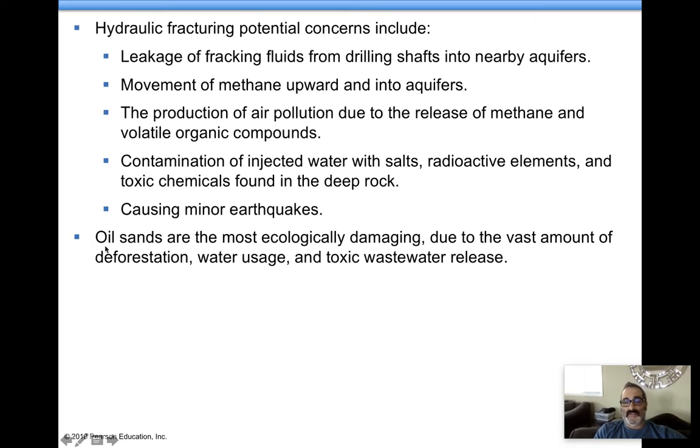Oil sands, those are very ecologically damaging. That's because in order to extract it, you've got to cut down forests, and there's a lot of water usage. A lot of wastewater is released in extracting the oil sands and dissolving those oil sands, and creating the mixture where you have to take it off the top. So you have a lot of water usage, and it is polluted water, basically.